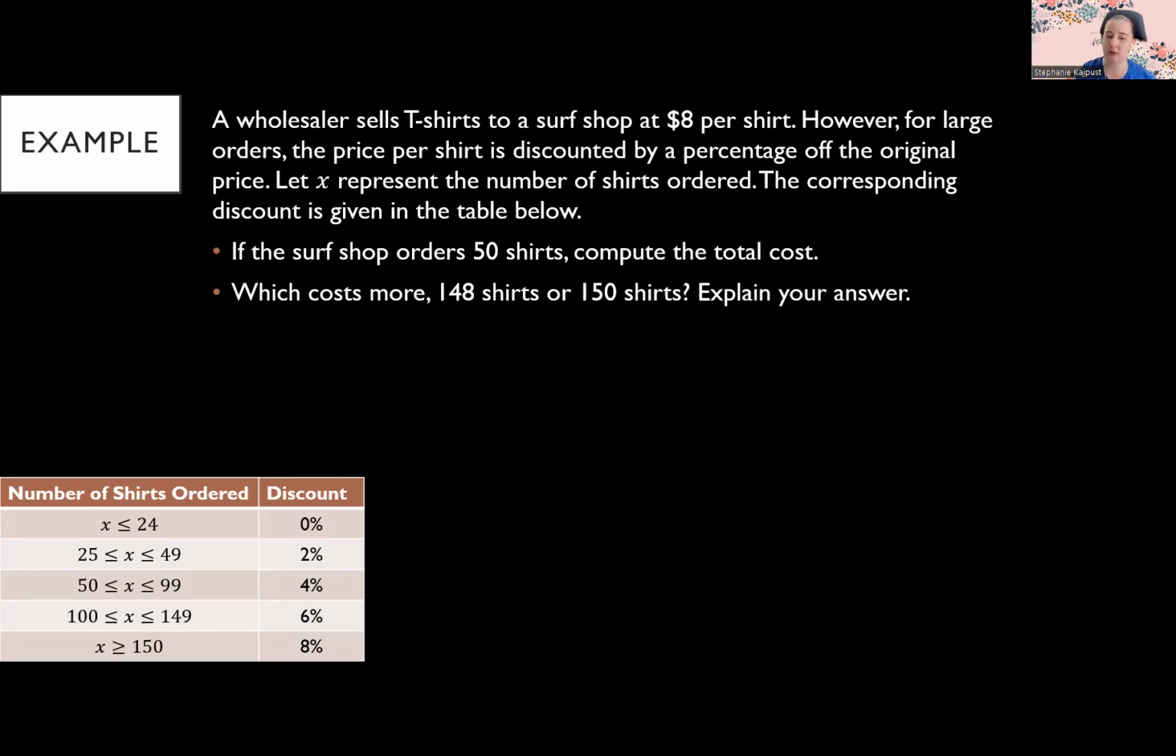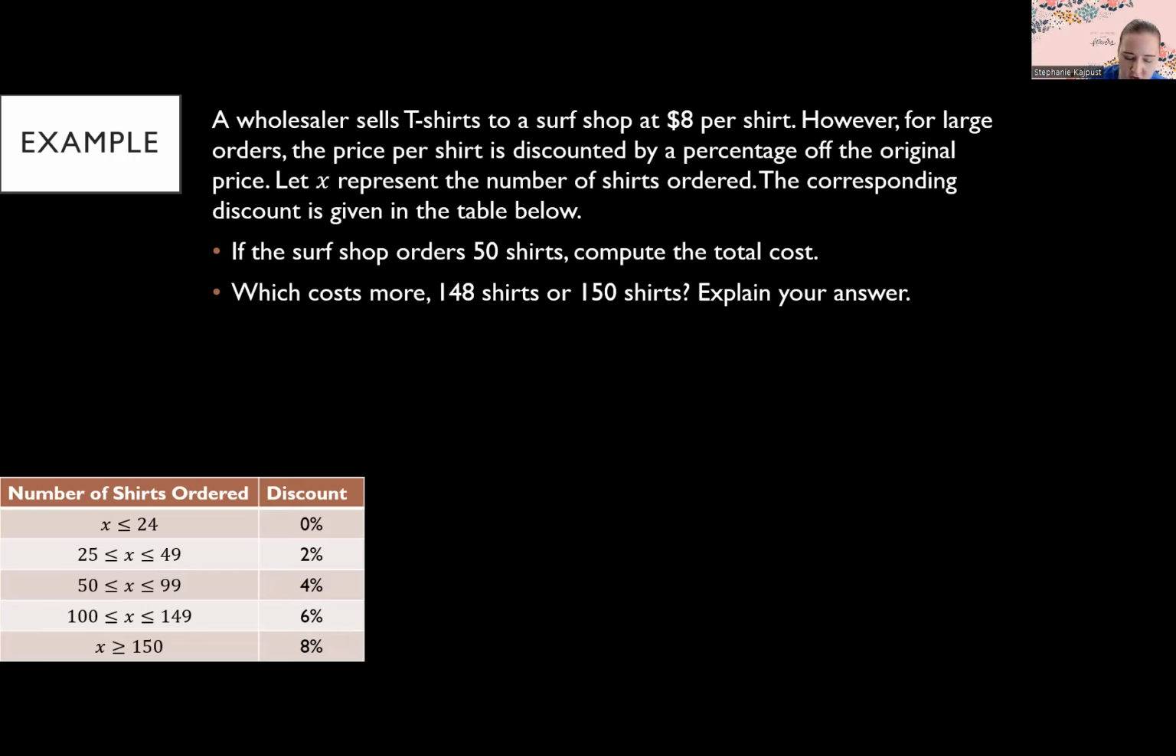So if you have less than or equal to 24, you have 0 discount. Once you hit 25 shirts, up until you hit 49 shirts, it's 2%. 50 shirts to 99 shirts is 4%, and so on. So we've got 2 questions here that we're answering. If the surf shop orders 50 shirts, compute the total cost.